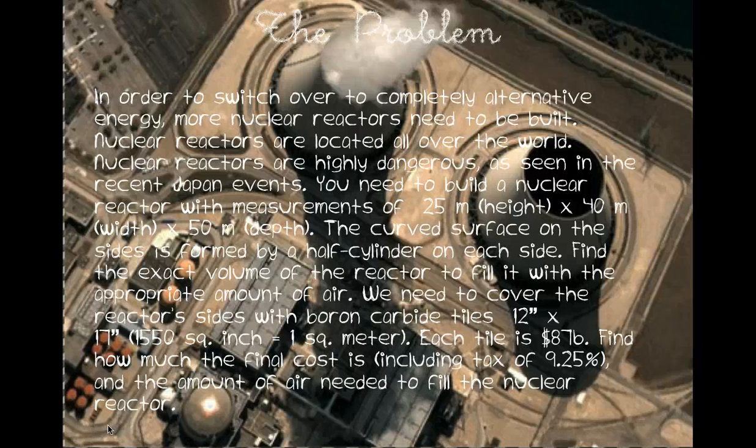The conversion rate is 1,550 square inches to every square meter. Each tile costs $876. Find how much the final cost is, including the tax of 9.25% and the amount of air needed to fill the nuclear reactor.